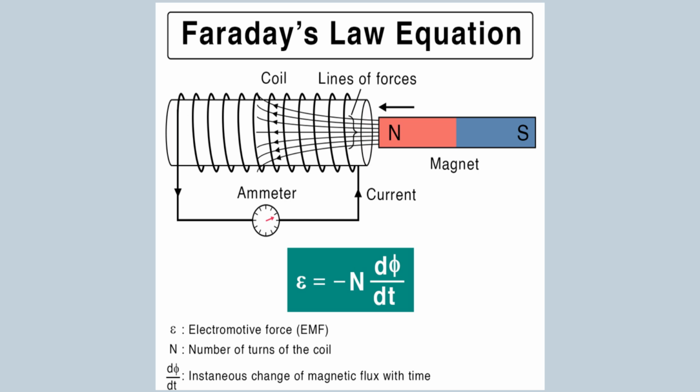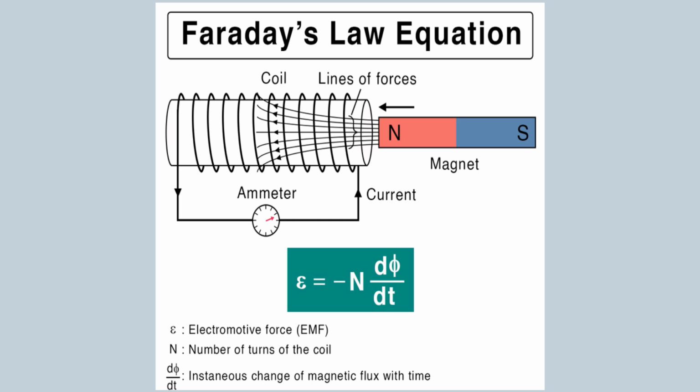Figure: Faraday's law and equation. EMF equals minus N d phi upon dt, where epsilon is the EMF, electromotive force, N is the number of turns of the coil, and d phi upon dt is the instantaneous change of magnetic flux with time. Faraday's law equations.